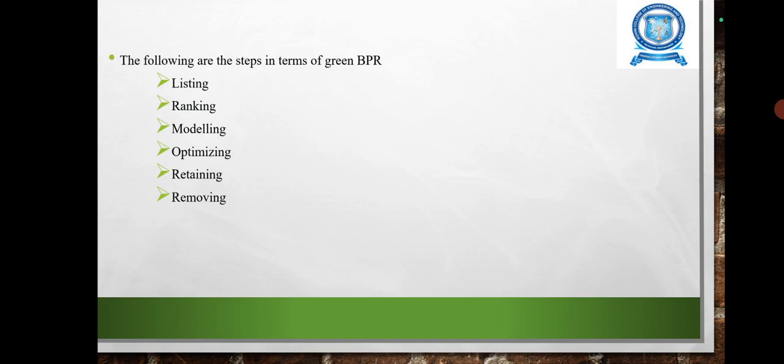The next one is ranking. The ranking of the processes within the list can be undertaken based on carbon criteria. Next one is modeling. It requires accurate modeling of the processes. And the next one is optimizing. It is the study of the processes that are modeled from their carbon impact. Next one is retaining. That means the modeled or optimized processes will reduce their carbon contribution. Next one is removing. It will identify the processes that are either redundant or duplicated.